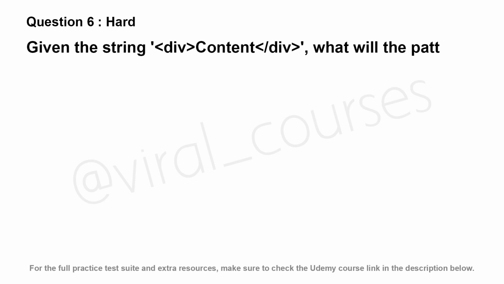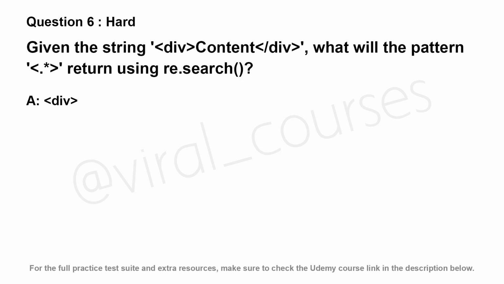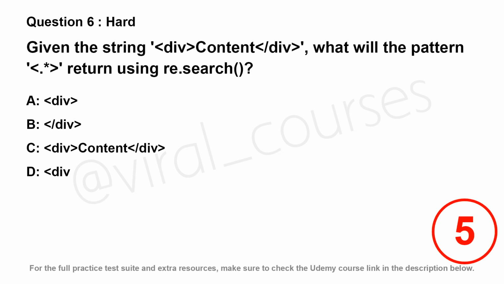Given the string less than div greater than content less than div greater than, what will the pattern less than dot asterisk greater than return using re.search? Option A, less than div greater than. Option B, less than div greater than. Option C, less than div greater than content less than div greater than. Option D, less than div.